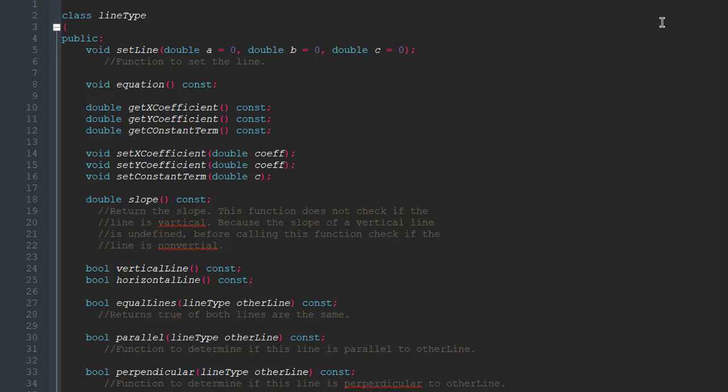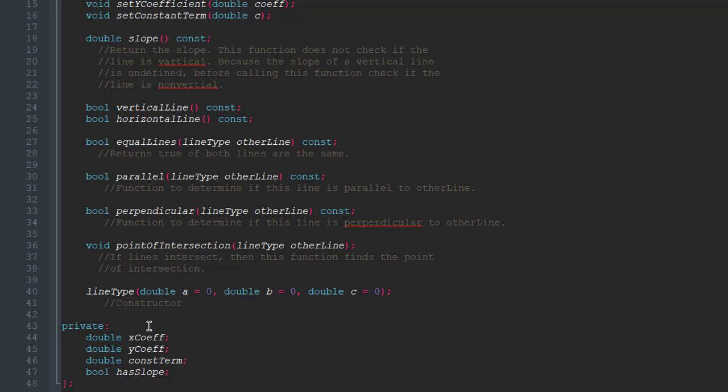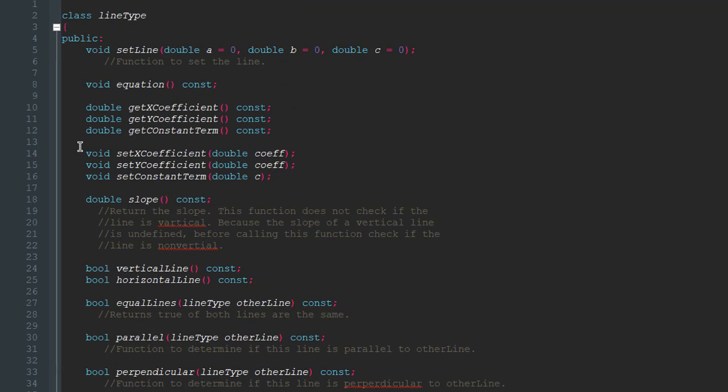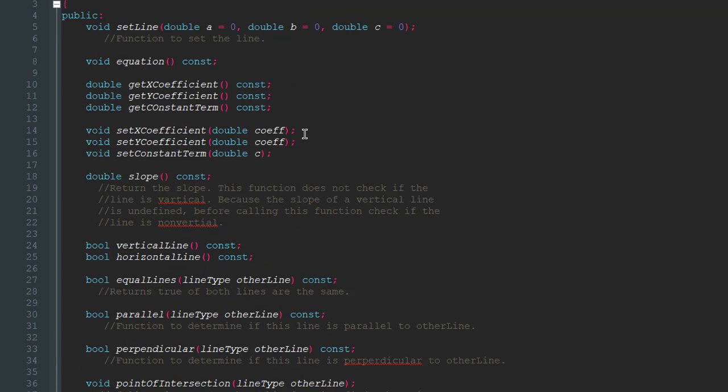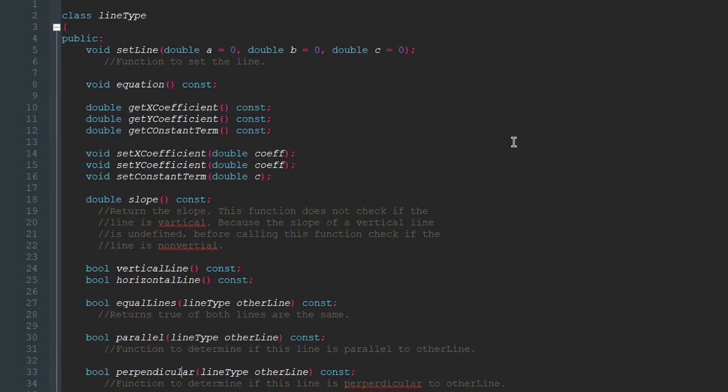Okay. Anyways, let's get started with the C++ programming exercise. So already we can see that we have all of our variables that we need declared right here. And we have a couple of comments that we can use to just explain what each of these things does. So this is just the point of intersection. This is the function to determine if this line is perpendicular to the other line. And these are just the necessary things that we need to have.